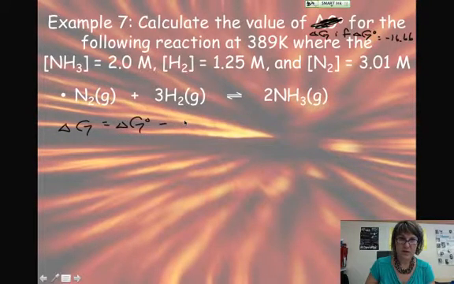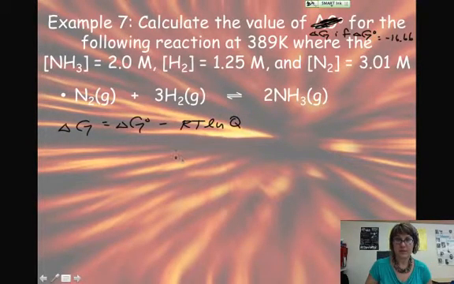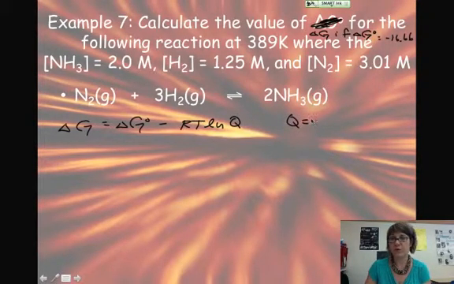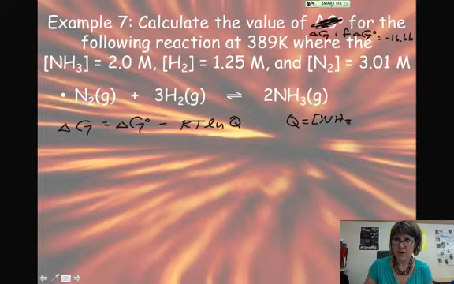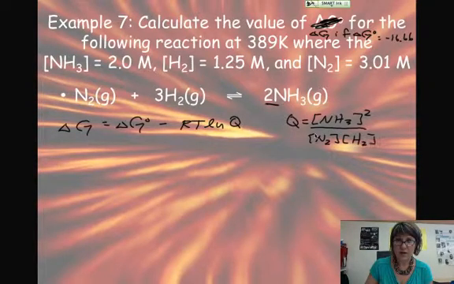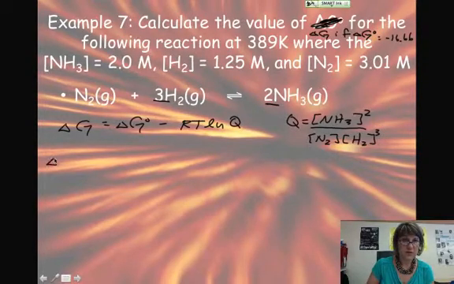That means we take delta G naught minus RT times the natural log of Q, where Q is our reaction quotient. We write it just like an equilibrium expression, only now we can put in any old values. So the concentration of ammonia raised to the power of 2 divided by the concentration of nitrogen times the concentration of hydrogen raised to the power of 3. So let's put our values in.